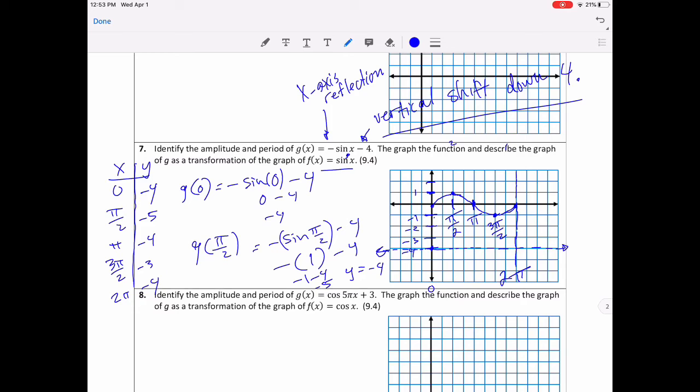Okay, and then let's go ahead and graph them. At pi halves, I'm at negative 5. At pi, I'm at negative 4. At 3 pi halves, I'm at negative 3. And at 2 pi, I'm at negative 4. And then I want to go ahead and draw my shape, because you need to make sure and label these intermediate locations as you go.